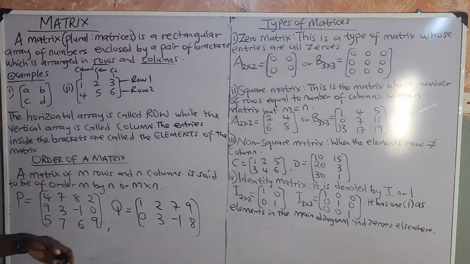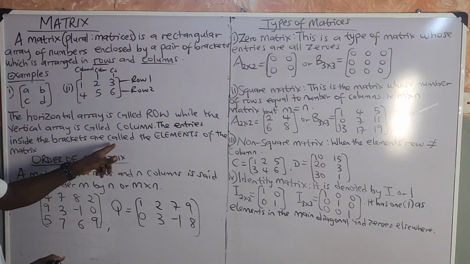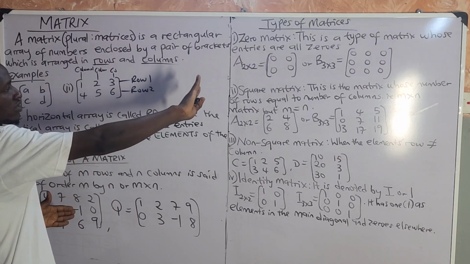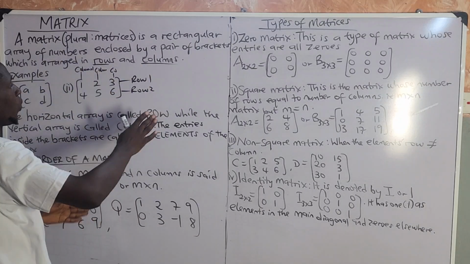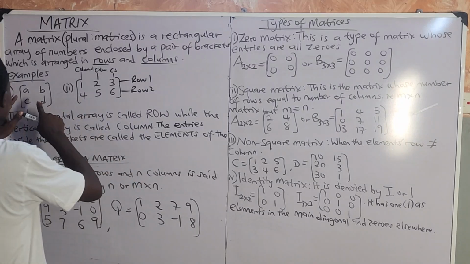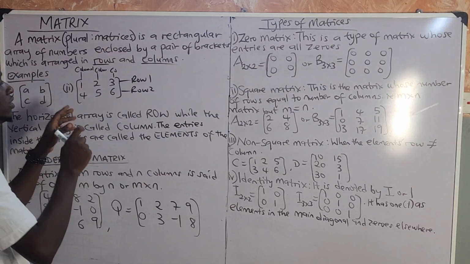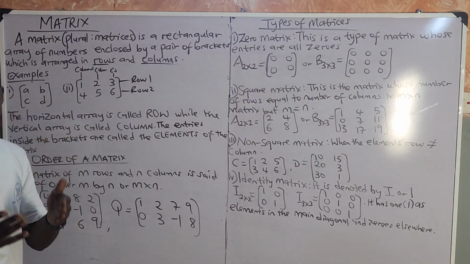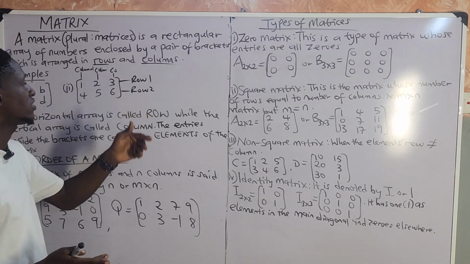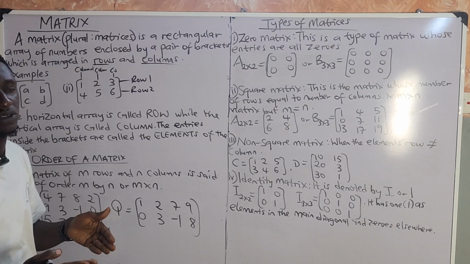So we have that the entries inside the bracket are called the elements. The horizontal side is called the row, while the vertical arrangement is called the columns. Then these entries, this A, B, C, D, are referred to as the elements of the matrix. These 1, 2, 3, 4, 5, 6 are referred to as the elements of the matrix.